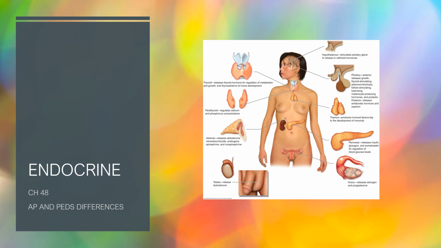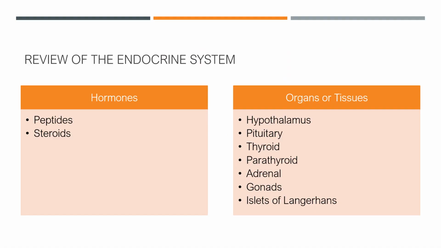All right, we'll be talking about endocrine, and this little lecture is about the anatomy and physiology of the endocrine system and pediatric differences. So the endocrine system is made up of lots of different glands, tissues, clumps of cells, and all of those produce and secrete chemicals, and those are hormones.